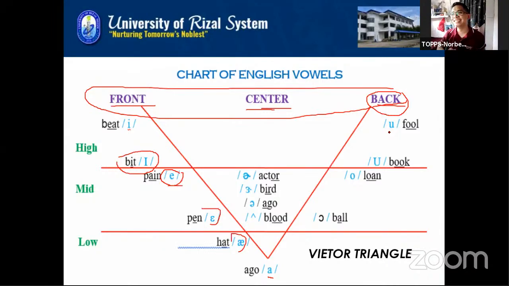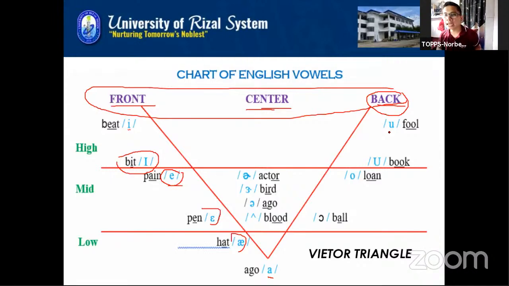And then the jaw height is high, of course, because the lower jaw and the upper jaw are close together. And the duration of the sound is long. So, oo, for example, fool.